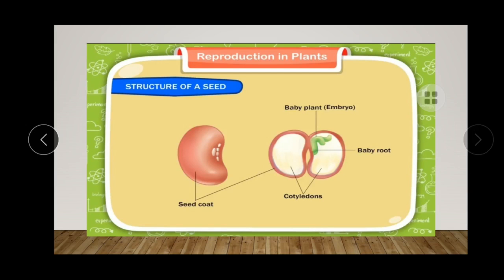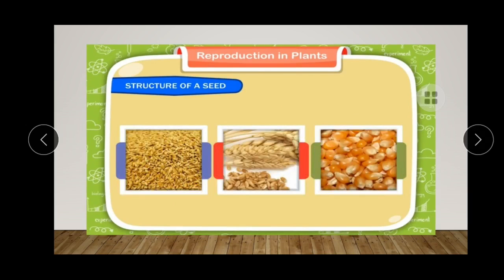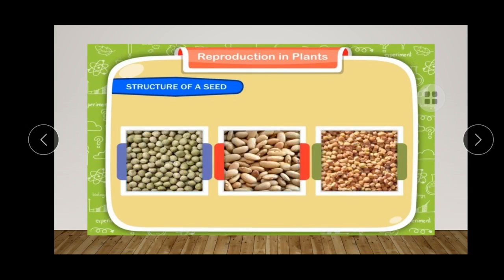Seeds like rice, wheat, and maize belong to the grass family, which have only one seed leaf, and seeds like peas, beans, and grams have two seed leaves, which means two cotyledons.